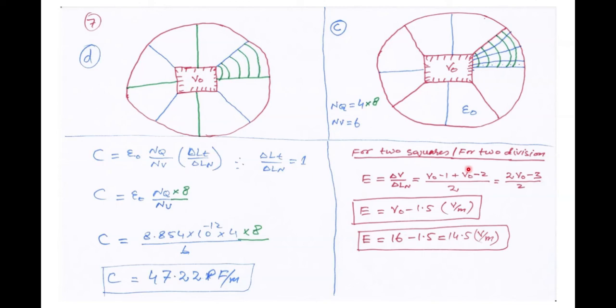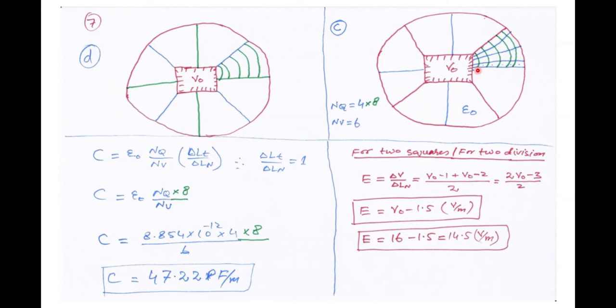You can use this formula, as the potential on the inner conductor is V naught. So the potential on the equipotential very close to the inner conductor would be V naught minus 1, and the potential on the next closest equipotential would be V naught minus 2.